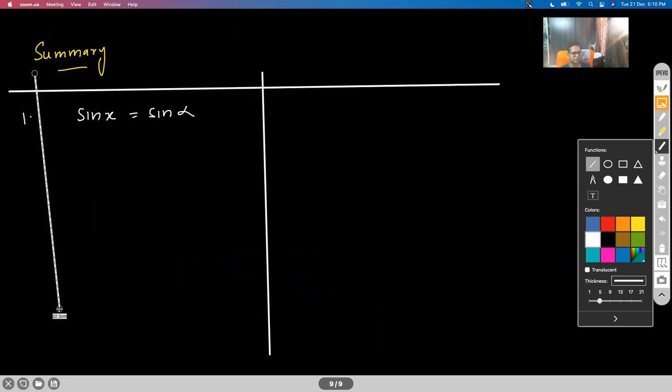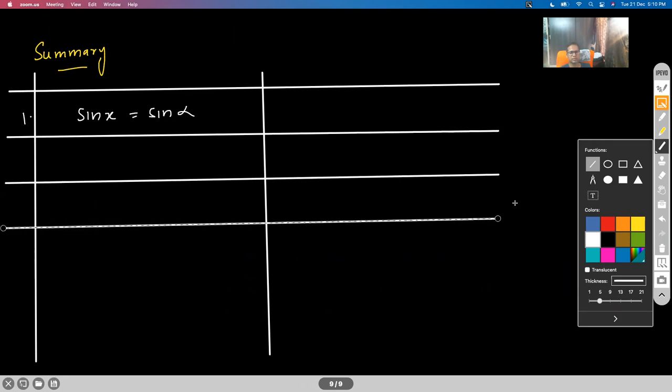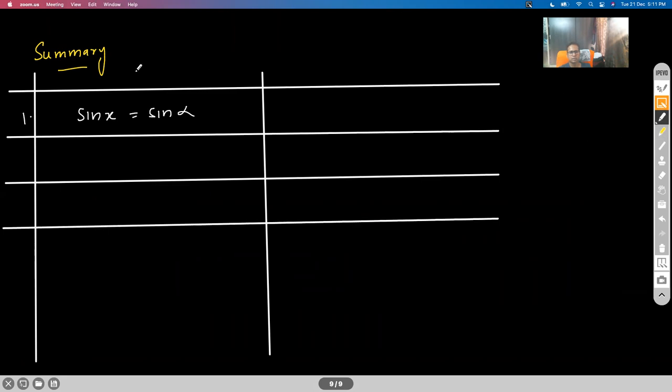This is my serial number. This is your equation. This is your general solution. So for sine x equal to sine alpha, the general solution is x equal to n pi plus minus 1 to the power n alpha. Or sine inverse k, I mean, if suppose this is not convertible to sine alpha, then you can write sine inverse k also, n being integer.